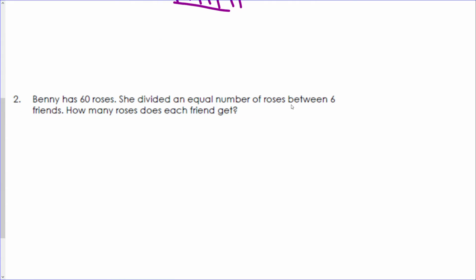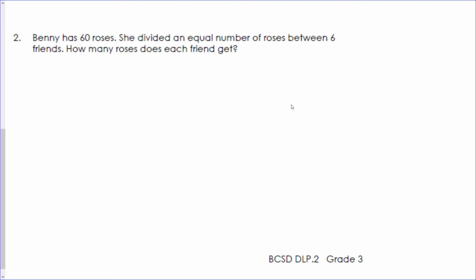All right, let's take a look at number 2. Benny has 60, so he has more than Nancy up top. Or she. She divided an equal number of roses between 6 friends. Lucky friends. How many roses does each friend get? Again, that idea of dividing 60 roses, that's a lot of roses, boys and girls. So I have 60 roses. I'm dividing them by 6.